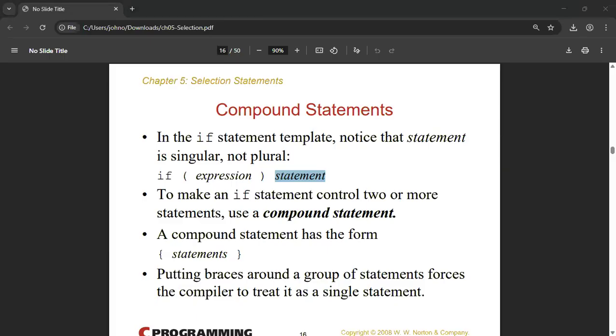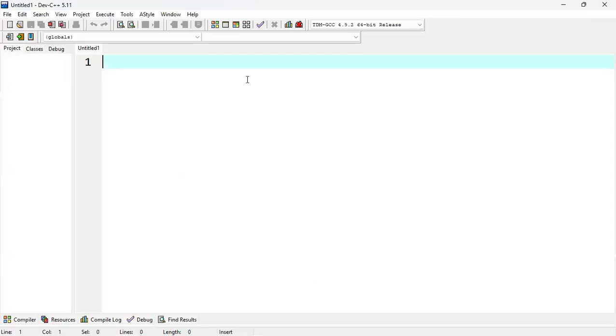Okay, I just installed the Dev-C++ compiler. Let's see if we can try some experiment.